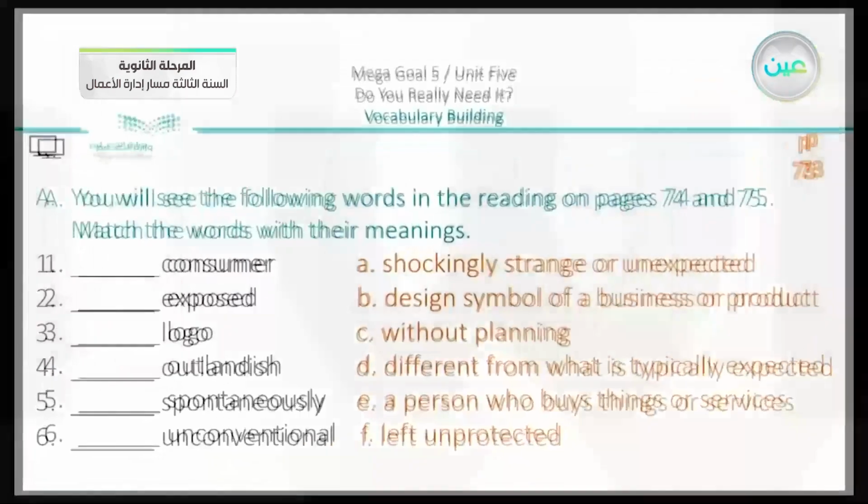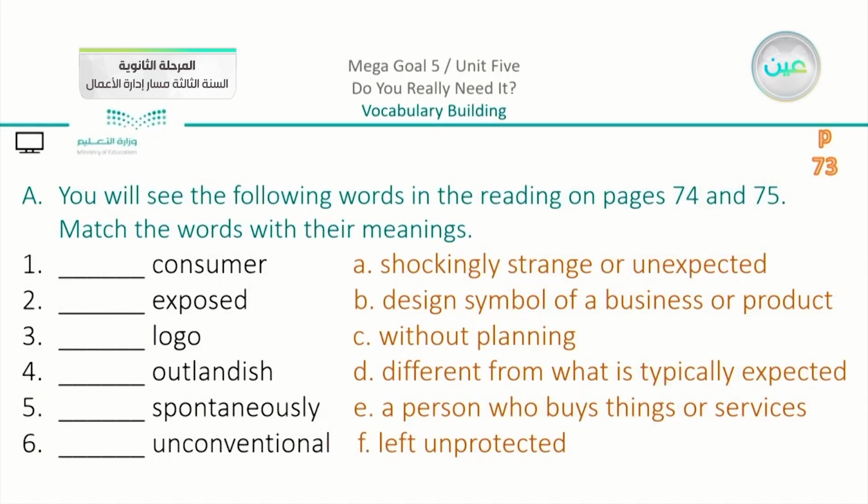So you can see first of all that we have here the exercise. Just to read, what do we have here? We have the first word, consumer, exposed. Number 3, we have logo, simple word. We have number 4, outlandish. We have number 5, spontaneously, and we have number 6, unconventional. Now we do have the meanings here.